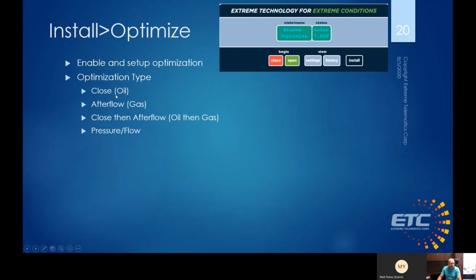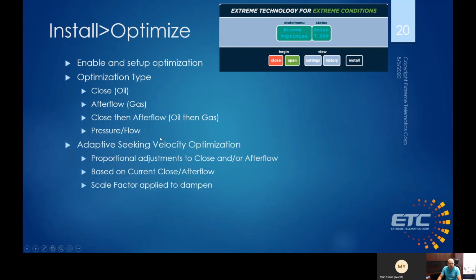Sometimes you've heard close referred to as oil optimization. Afterflow is sometimes gas optimization. Close and afterflow is oil, then gas. So in this case, close and afterflow, we try to minimize close first, then maximize afterflow in order to dewater the well and then maximize our sales. The pressure and flow options, if you turn that on, then you can use the pressure sensors or the flow sensors to optimize the well instead of these times.